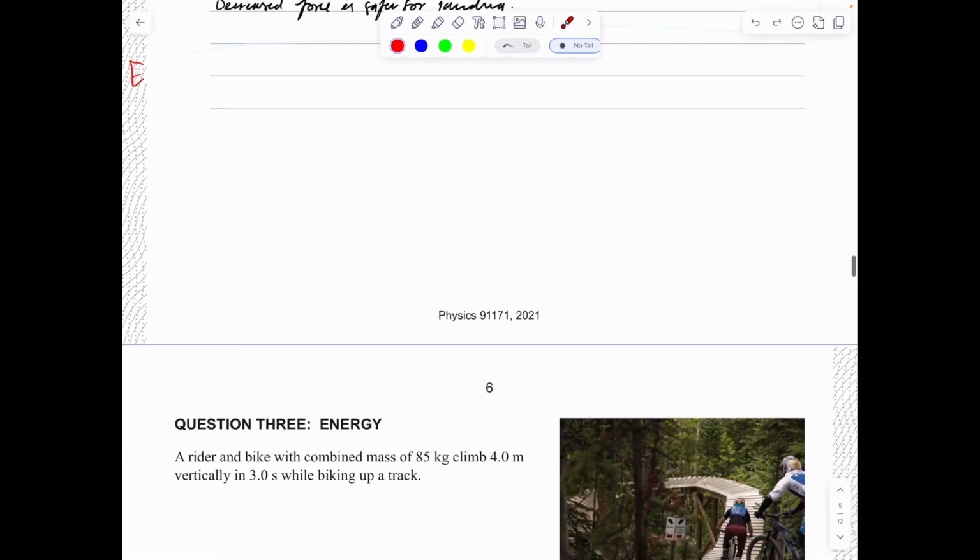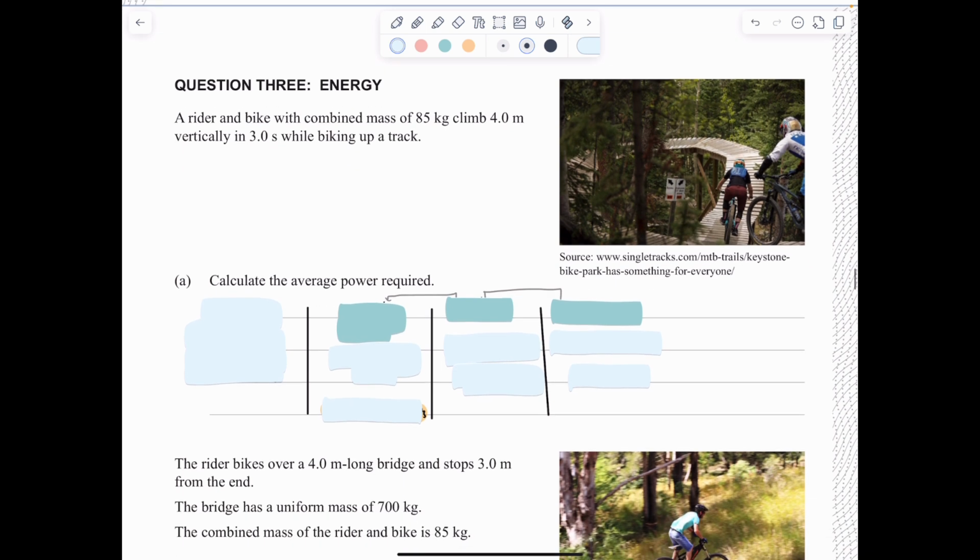All right, moving on. We're up to question 3 now. Last part, we're almost there. A rider and a bike with a combined mass of 85 kg climb 4 meters vertically in 3 seconds while biking up a track. Calculate the average power required.